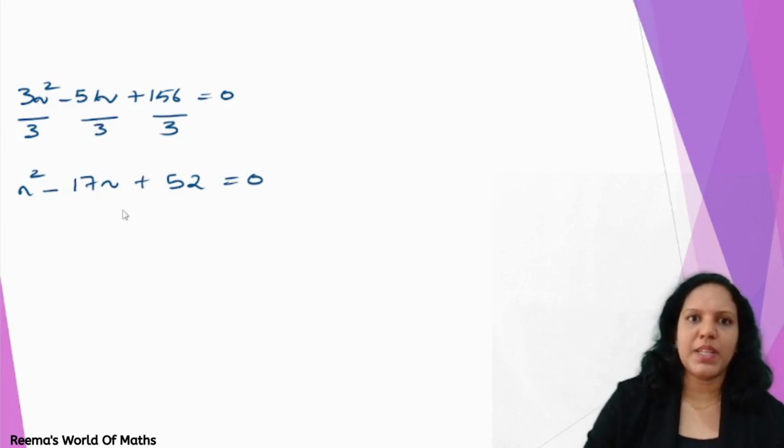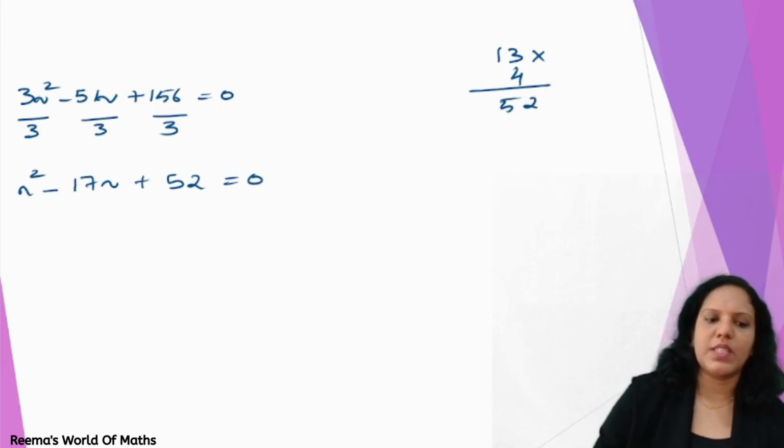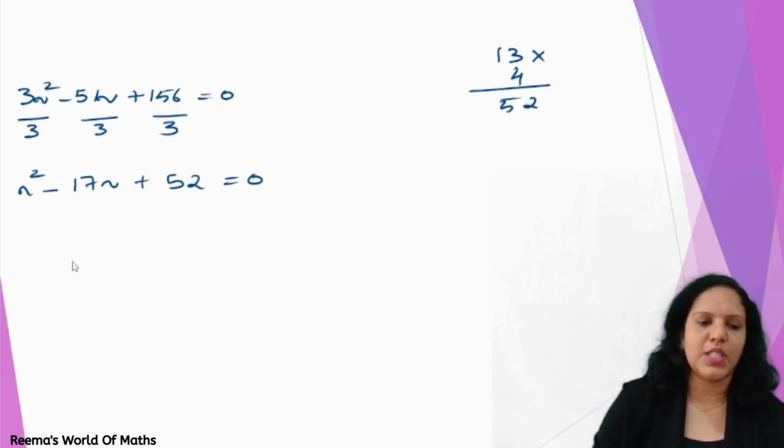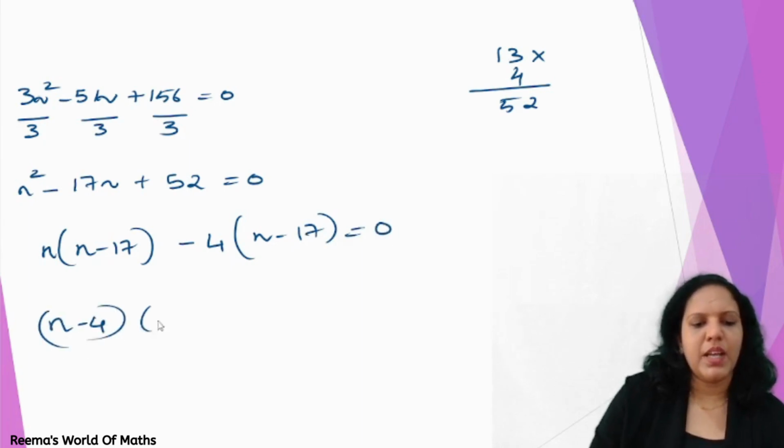Now let's split the middle term. So that will be minus 17, and we can use 13 and 4. 13 times 4 will give you 52, and 13 plus 4 is equal to 17. So we can use 13 and 4. So that will be n minus 13 and n minus 4, correct? So that is n minus 4 multiplied by n minus 13 equals 0. So n can be either 4 or 13.